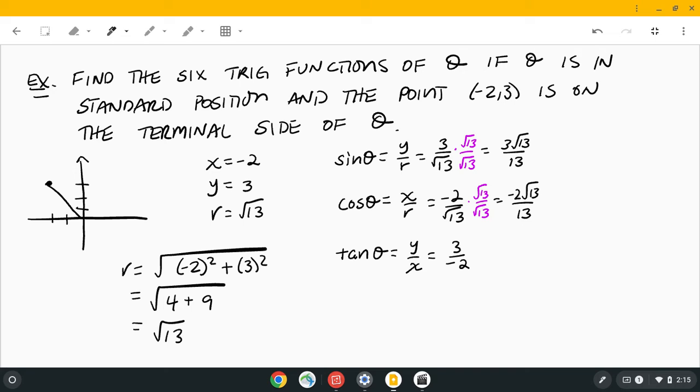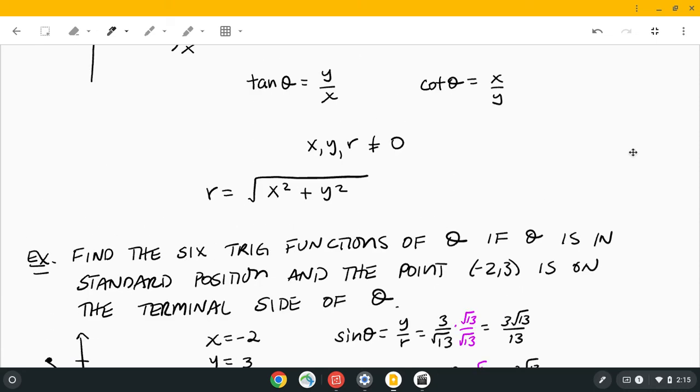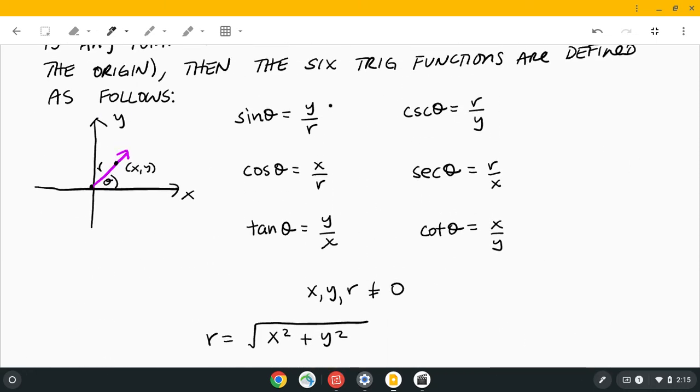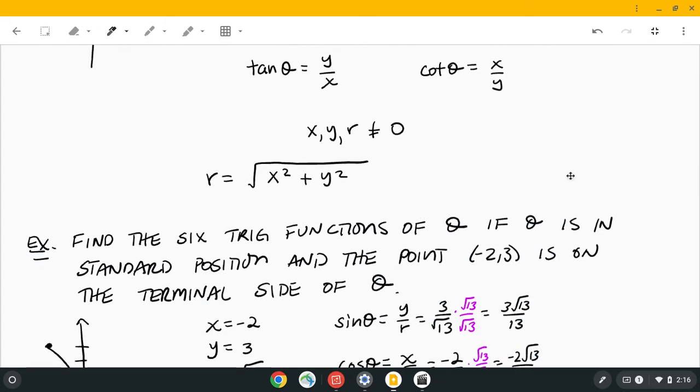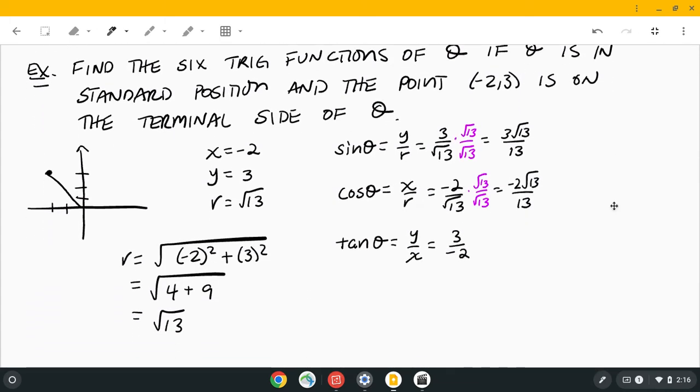Okay, and then if you noticed here, maybe you notice this, these other 3 here are the reciprocals of these 3. So r over y, r over x, x over y. So over here, since I know these 3, I can come up with the other 3 by taking the reciprocal of these 3. Okay, so cosecant theta is r over y. So that's just going to be square root 13 over 3.